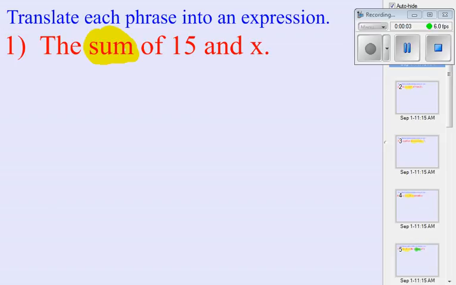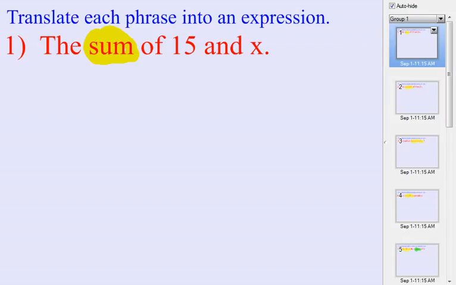In this lesson, we will be looking at translating sentences into algebraic expressions. Again, expressions have no equal sign in them, so just expression. All right, so the first thing you're going to see is the sum of 15 and x. So sum, you need to know, is a word that means to add. So I am adding 15 and x.